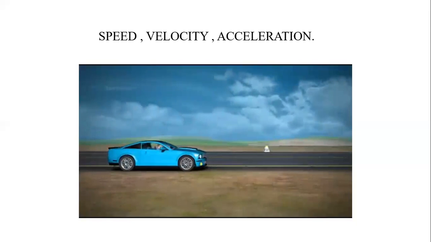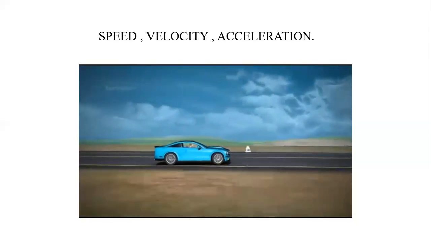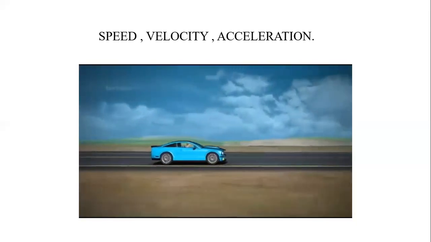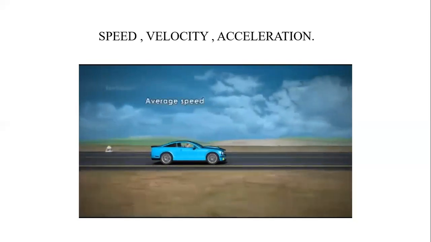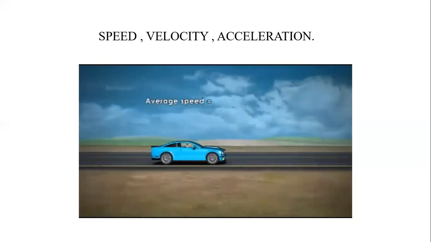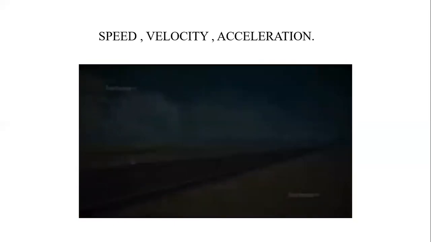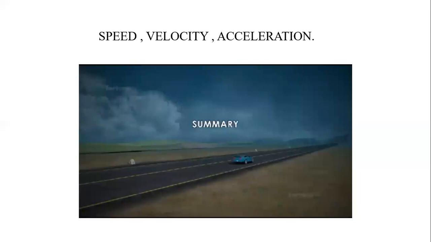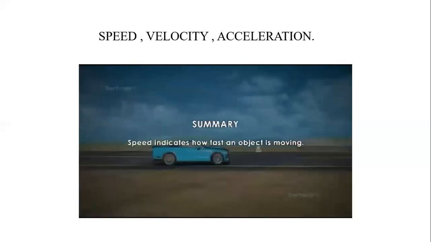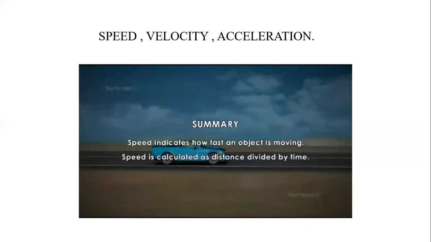But how do we determine the average speed of a moving object? We can calculate it by using the equation: average speed is equal to distance traveled divided by time elapsed. Summary. Speed indicates how fast an object is moving. Speed is calculated as distance divided by time.